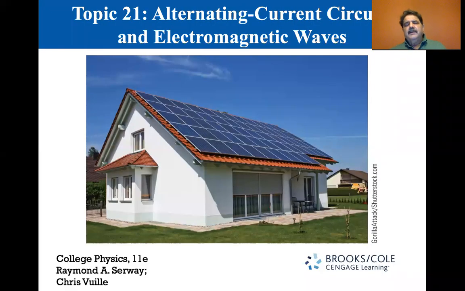Okay, we are on chapter 21, alternating current circuits and electromagnetic waves. So we're going to look at what it means, first of all, to have what we've been dealing with is direct current. Now we're going to be switching to alternating current, and it is exactly what you think. It's a little sinusoidal wave going back and forth. Now, most of the time we think of it as the 60 hertz coming out of the wall socket, but we're going to expand it to electromagnetic waves.